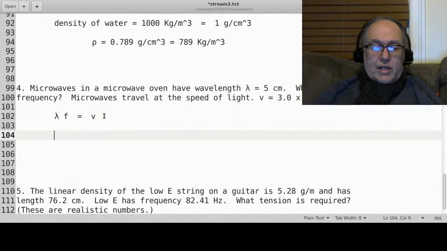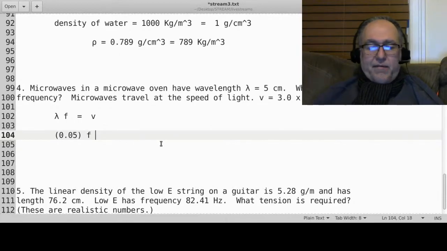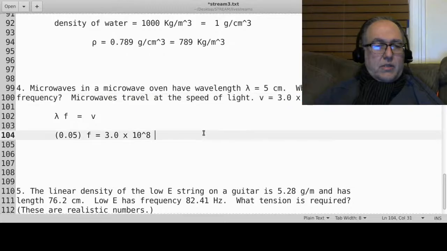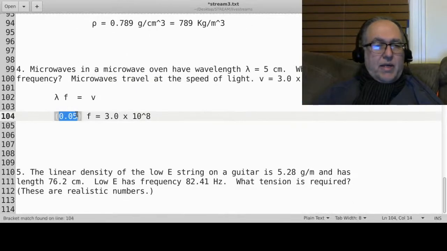Okay, great. Well, I told you lambda was 5 centimeters, but convert that to meters. So 0.05 meters multiplied by f must equal 3 times 10 to the 8 meters per second. So everything there now is in MKS. This is in meters.